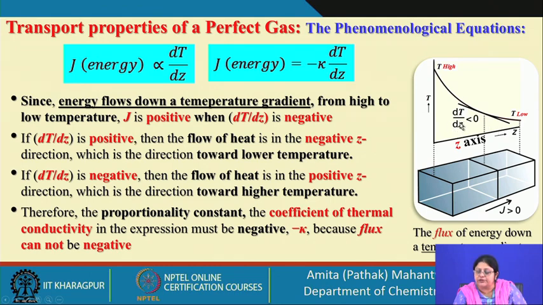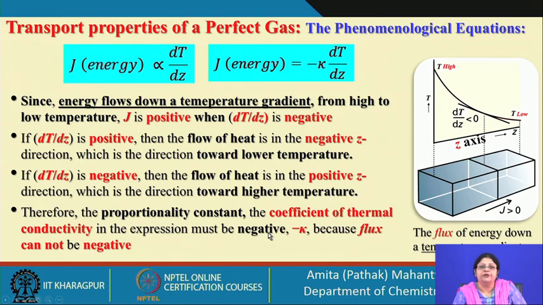So the denominator is always positive, the numerator is what is going to be different. The final is always going to be lower than the initial, so when you take final minus initial to find the gradient, you will always get a negative delta T. If delta T by delta z is positive, the heat flow would be in the negative z direction, which is towards lower temperature, and that is not possible. If the temperature gradient is negative, the flow of heat is in the positive z direction, from a higher temperature to the lower temperature. Therefore the proportionality constant which we put in here is associated with a negative sign.